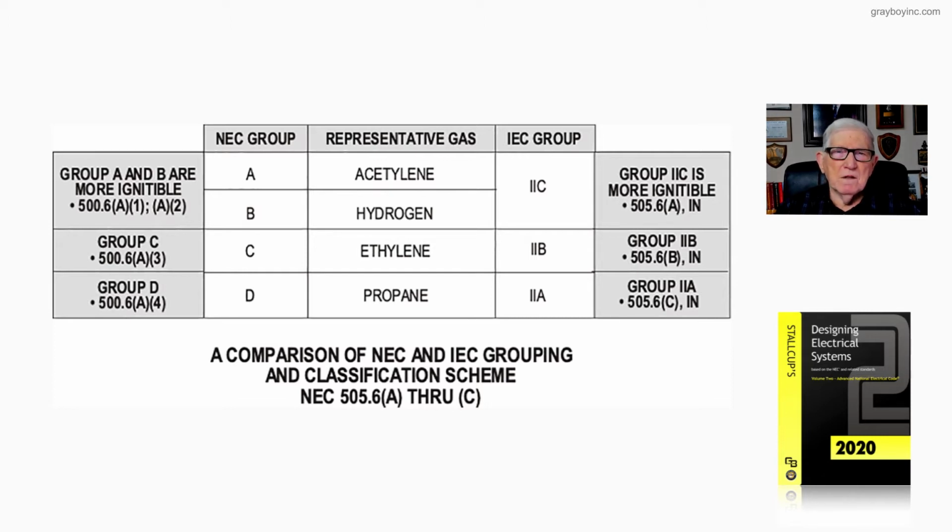If it's 1,000 hours or more, it's a zone zero. If it's less than 1,000 hours, but 100 hours or more, it's a zone one. If it's less than 100 hours, but 10 hours or more, then basically it's a zone two. Anything less than 10 hours is not considered a classified area.